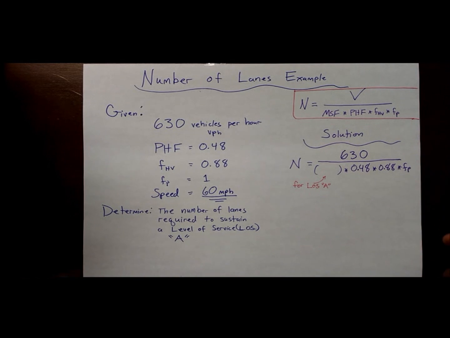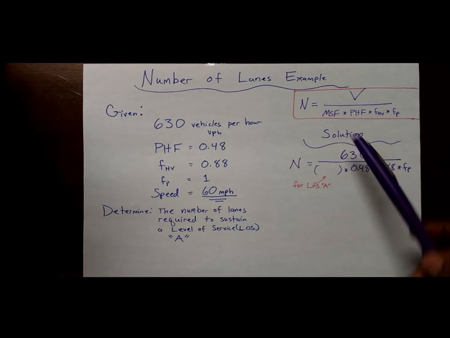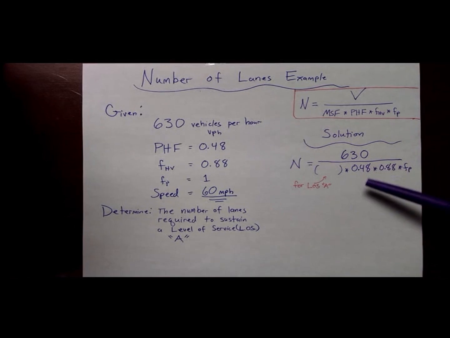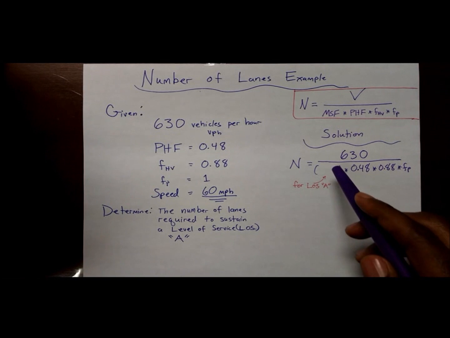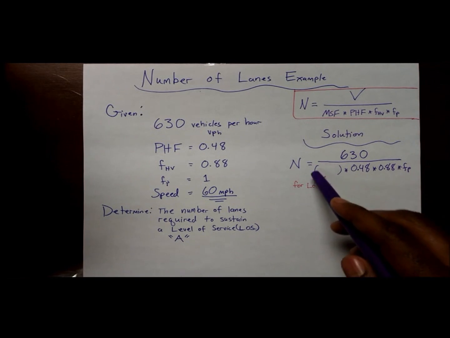Okay, so now we've filled in all the information that was given. You got the 630 here, 0.48, 0.88. Each one of these things can really be determined individually, but for the sake of this example, we just gave it to you to make it really, really simple. Also, we know that f sub P is going to be 1. What we don't know is this maximum service flow rate, all right?